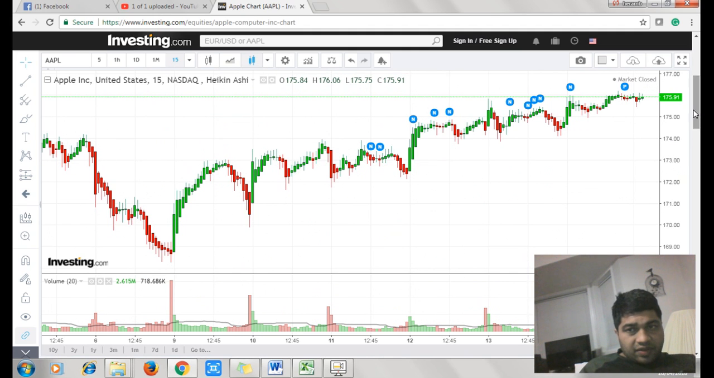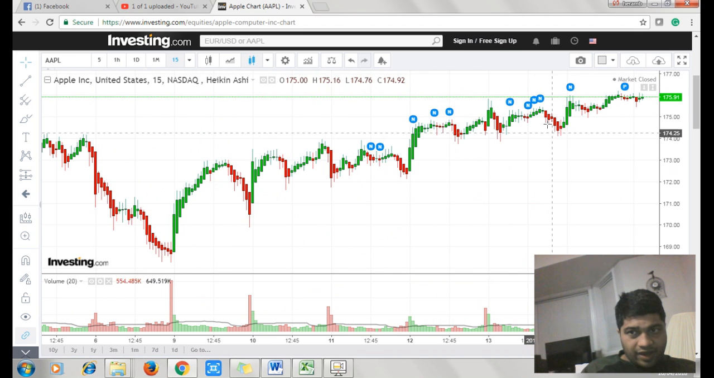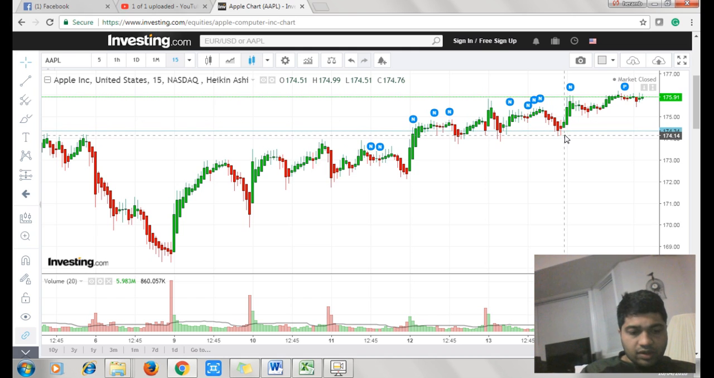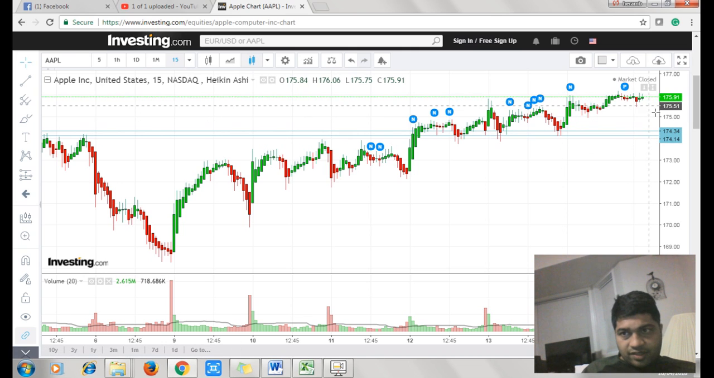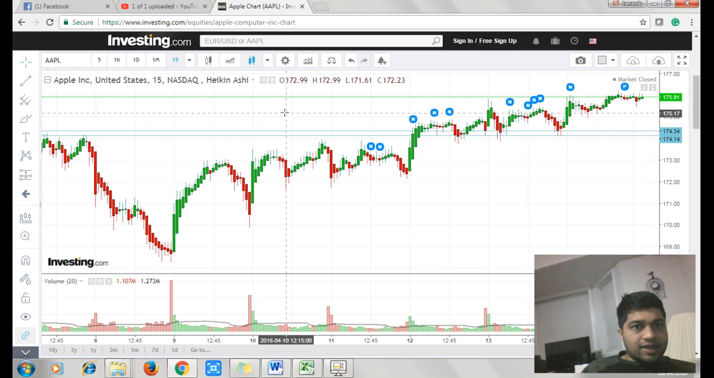we would identify a support zone. So support zone is the first valley. This is a visible valley. What we do, we identify the lowest red candle. This is the lowest red candle and the base of it. So this is the support zone. If stock reaches this zone, so it is 175.91. If it reaches this zone 174.34 or 174.14, we buy, we go long, and it's an intraday trade.